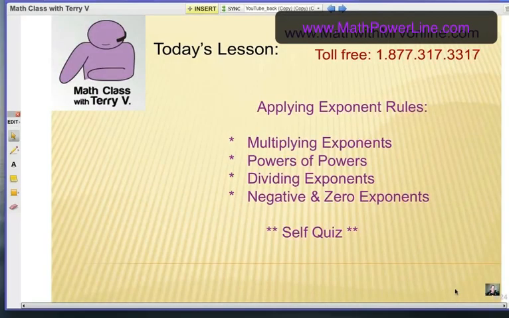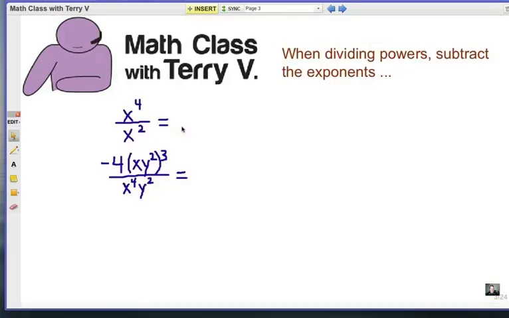We're going to continue on with applying exponent rules. We're going to get to dividing exponents. What happens if you're going to divide one exponent expression by the other? So the rule I have here is when dividing powers, subtract the exponents. Now that's kind of a shortcut, but let me show you why this works.